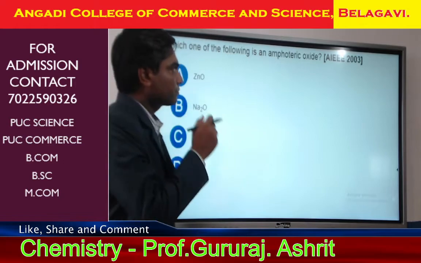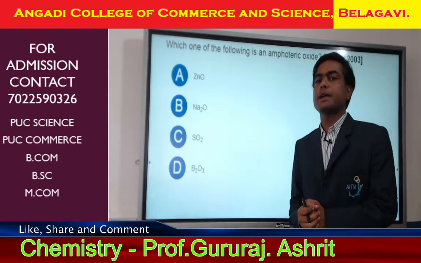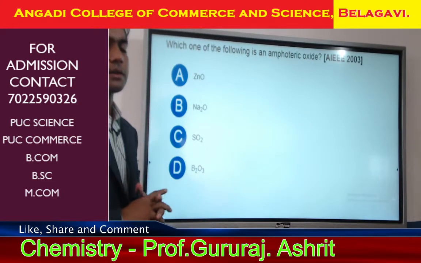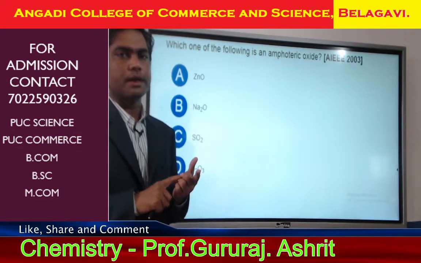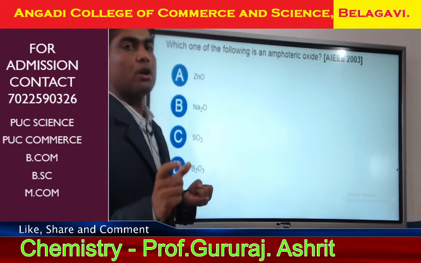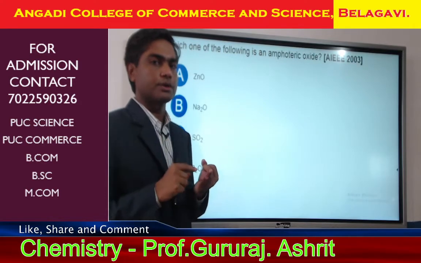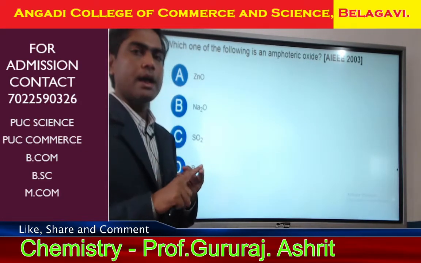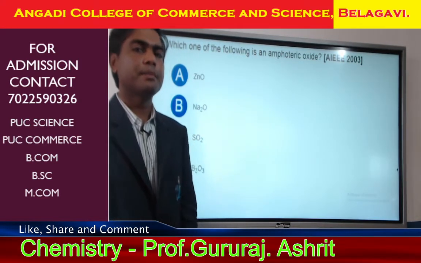Next question. Which of the following is an amphoteric oxide? All of you know that there are different types of oxides: acidic oxide, basic oxide, neutral oxide, amphoteric oxide. Acidic oxide means a mixture of non-metal and oxygen. Basic means metal and oxygen. Neutral means different oxidation state, and amphoteric means made up of either a metalloid or a stable element gas.